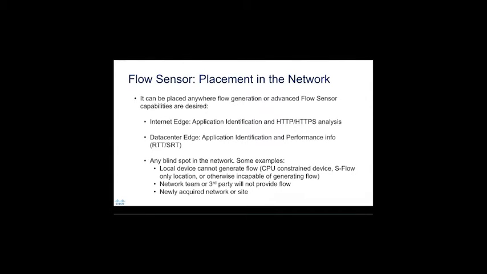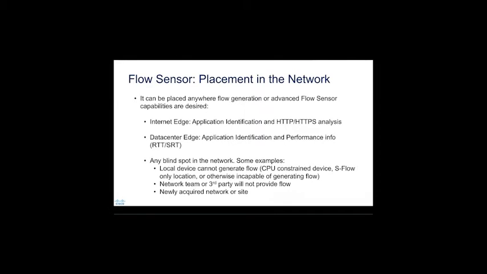And then again, any blind spot in the network where we just need to generate flow. So we already talked about a newly acquired network or site. Certainly the network team, maybe the security team purchased Stealthwatch, but the network team owns the network and does not want to turn on NetFlow. Well, how do we get visibility? We could potentially deploy flow sensors to provide the flow visibility we need for the tool.